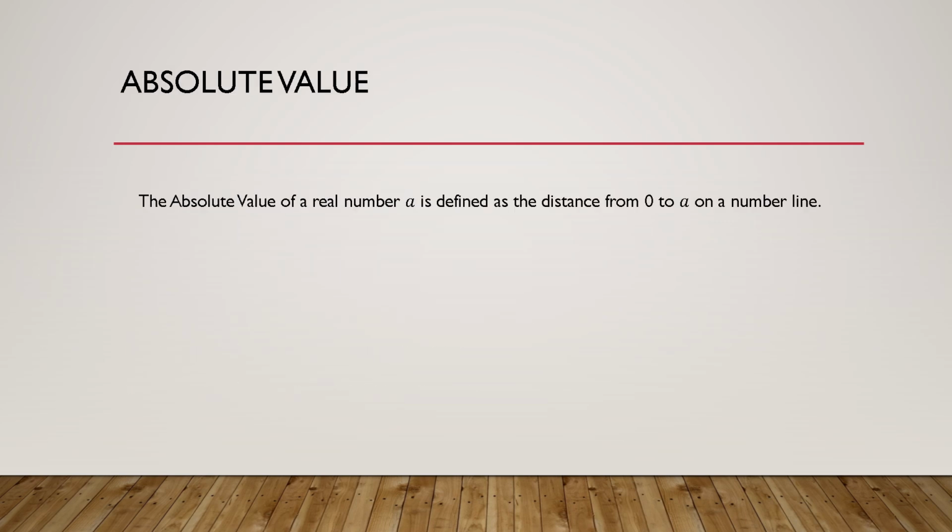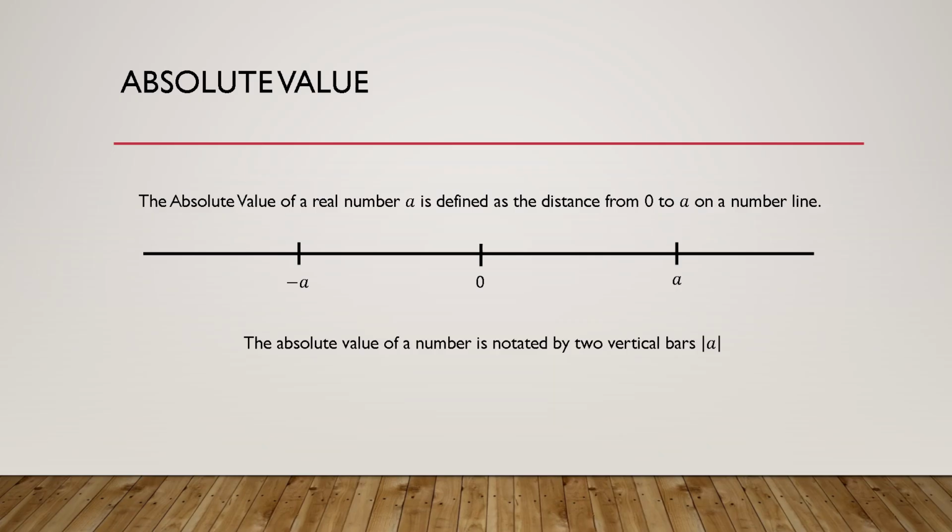The absolute value of a real number a is defined as the distance from 0 to a on a number line. The absolute value of a number is notated by two vertical bars. The absolute value of a equals a. The absolute value of negative a equals a.